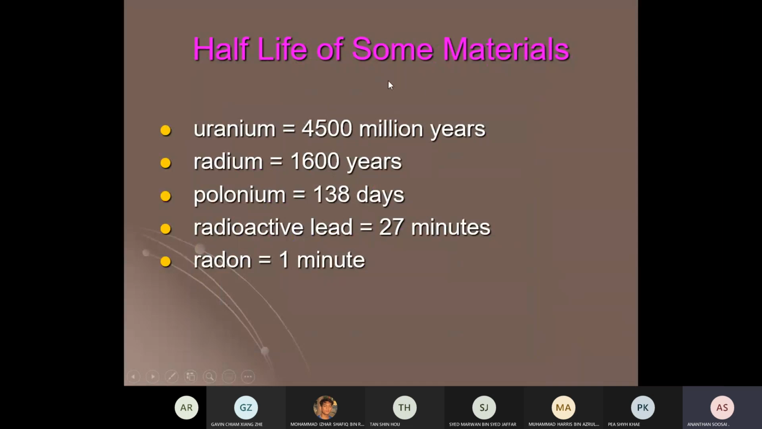Many materials have different half-lives. Uranium has 4,500 million years and radon just 1 minute. We are lucky radon has a very short half-life, because radon is found underground, from the earth's soil, and a lot of radon gas is produced. Those who stay for a long time in underground buildings, like car parks at basement 3, such as a security guard, have to be careful with their radiation level, because underground might have a lot of radon gas, which can cause very high radioactivity. But the good news is radon gas has a short half-life.